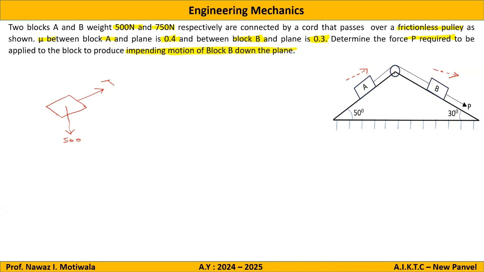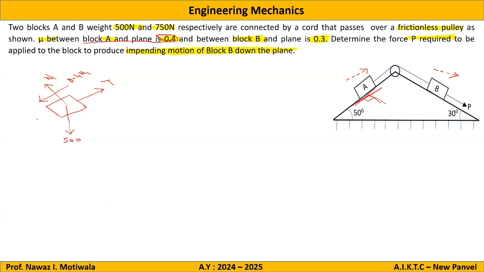Then the reaction from the contact surface. As you can see in the diagram, the surface is inclined like this. Hence the reaction will be perpendicular to it, somewhat like this. So just transferring this N1 into the free body diagram, I will write N1 here. So this is your reaction from the contact surface. And as we have discussed, the motion of block A will be up the plane. The friction force on block A will be down the plane with a value of 0.4 multiplied by N1. So this completes our free body diagram of block A.